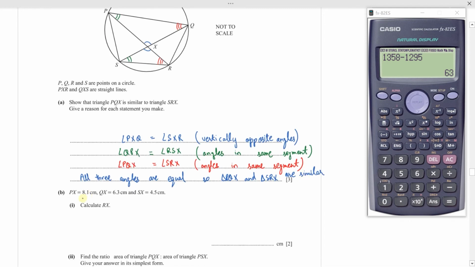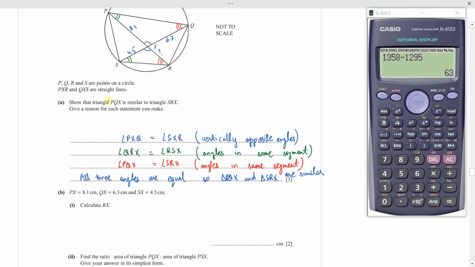The next part is PX is 8.1. So this length PX is 8.1. QX is 6.3. SX is 4.5. Calculate RX. RX is this length here that we need to calculate. So using the property of similar triangles that the ratio of their corresponding sides is always equal, no matter which pair of corresponding sides you take.